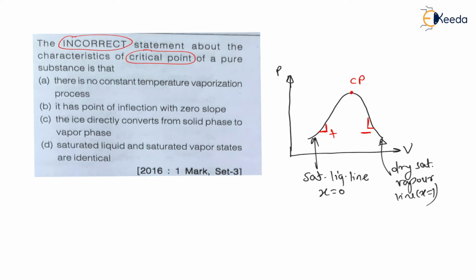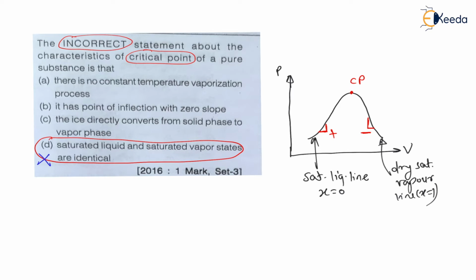See option 4, saturated liquid and saturated vapor line states are identical. Yes, exactly. At the critical point, the saturated liquid line and saturated vapor line meet, means saturated liquid and saturated vapor states are identical. Therefore option D is correct, right? Option D is correct, but they are asking which is incorrect. Therefore option D is not a choice. Option D is not your answer, which means option D is a correct statement. They are asking you the incorrect statement.